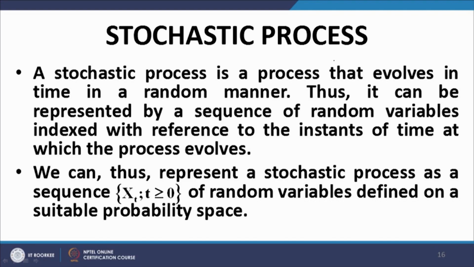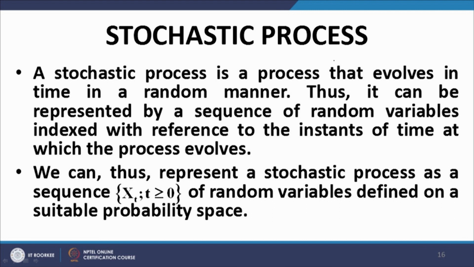Then we have a stochastic process. A stochastic process is a process that evolves in time in a random manner. There is an element of randomness in its evolution. Therefore, what is the important characteristic of a stochastic process? The important characteristic of a stochastic process is that its evolution or its trajectory cannot be precisely determined, knowing its initial conditions at t equal to 0. How it is going to evolve in future, we do not know with absolute certainty.